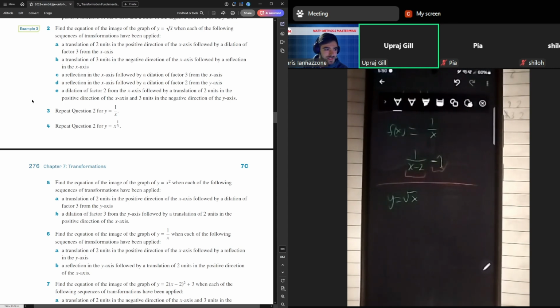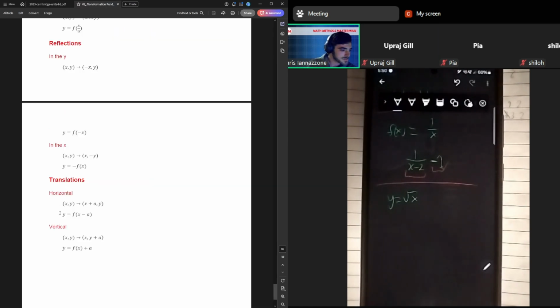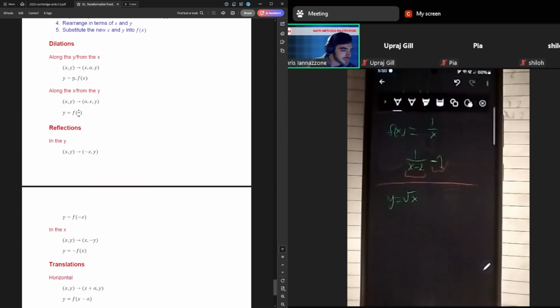Yeah. So what you've been caught out by is the same thing that everyone gets caught out with, and that's the fact that subbing directly in, like, here's a dilation from the x, it looks like a multiply. Here's a dilation from the y, it looks like a divide.